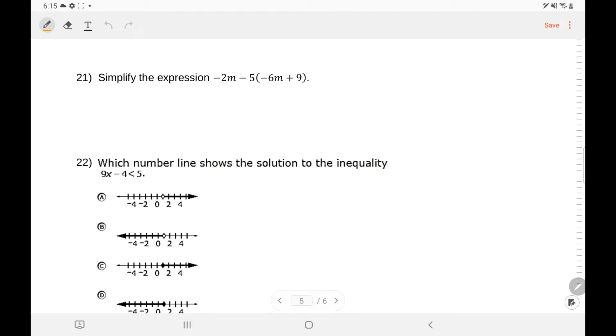Simplify the expression negative 2m minus 5 times negative 6m plus 9. So once again, whenever we have parentheses, we do that first. We cannot combine the negative 6m plus 9, but we can distribute with the negative 5. So our new expression is going to be negative 5 times negative 6m, which is positive 30m. And negative 5 times positive 9 is negative 45. Let's bring down the negative 2m again. Negative 2m plus 30m is going to give us 28m minus 45. And that's our answer.